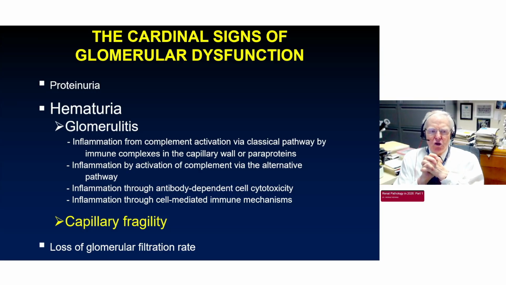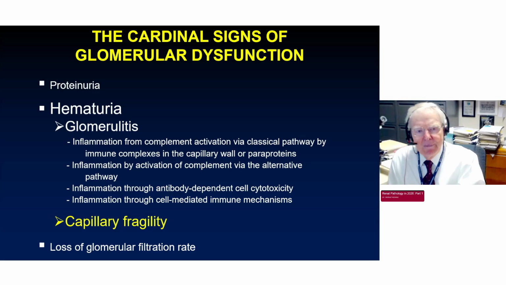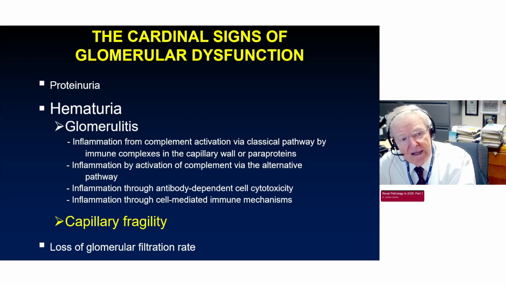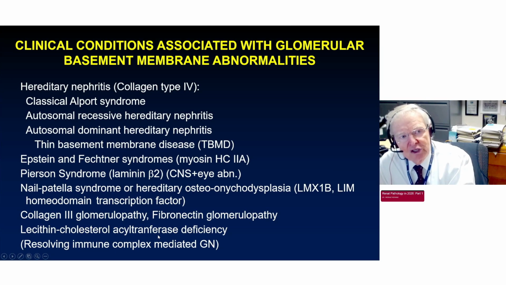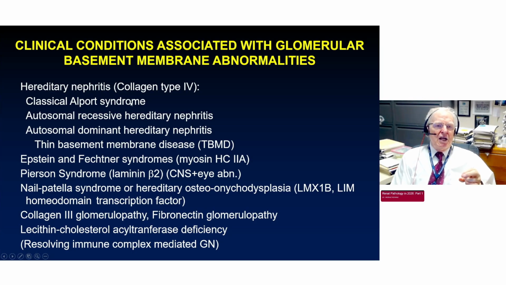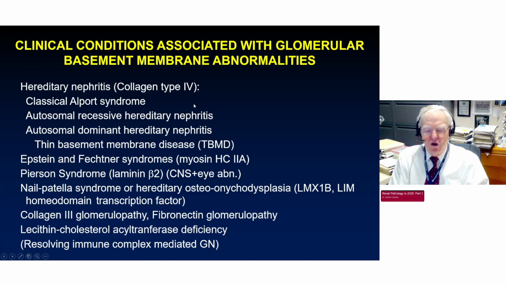And finally, not to forget that glomerulitis and the various forms of active inflammation are only part of the differential diagnosis of hematuria and proteinuria. Not infrequently do we find combinations of diseases, of course. The capillary fragility is frequently expressed morphologically by either thin basement membrane or the classic Alport syndrome. And obviously, Alport syndrome is a defect in collagen 4.